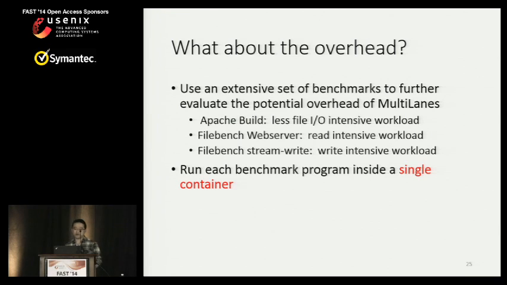Now, what about the overhead of MultiLanes? We use an extensive set of benchmarks to further evaluate the potential overhead of MultiLanes, which consists of Apache build, Filebench web server, and Filebench stream write. Apache build is a less file-intensive workload. Filebench web server is a read-intensive workload. Stream write is a write-intensive workload. We run each benchmark program inside a single container to highlight the overhead of MultiLanes.